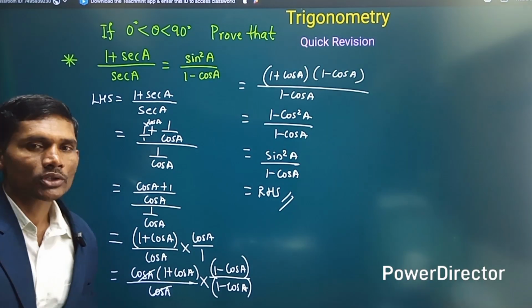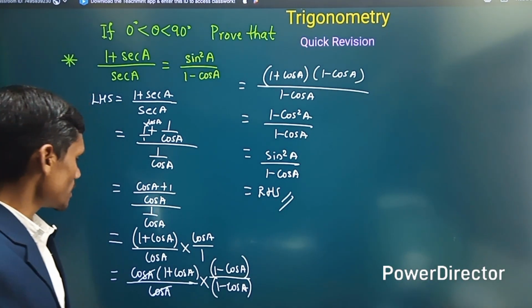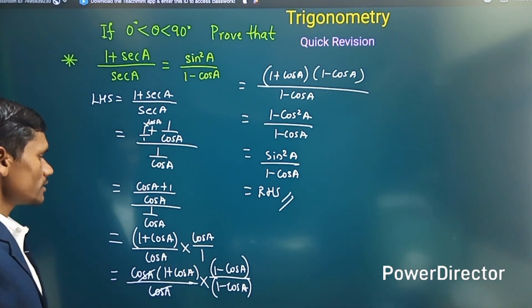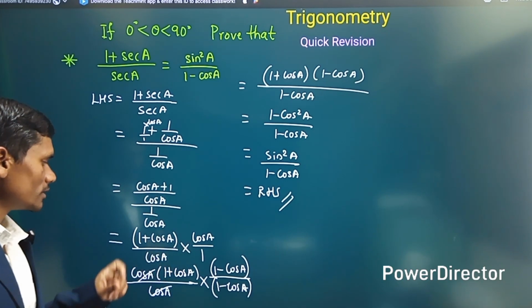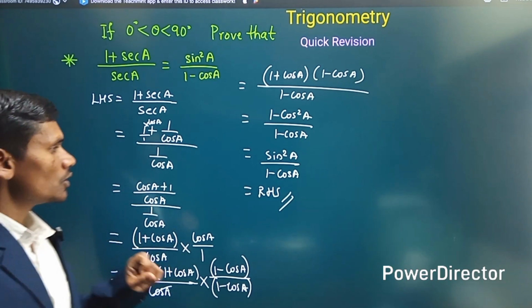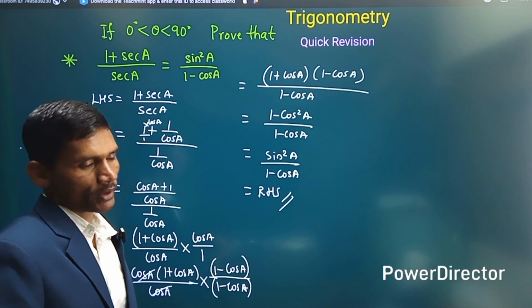So this is how we can solve all the problems which are given. Here itself you can cancel this. After cancelling you need to multiply, but in denominator nothing will be there in order to multiply. That is why I kept it. Okay, so this is how you can solve.